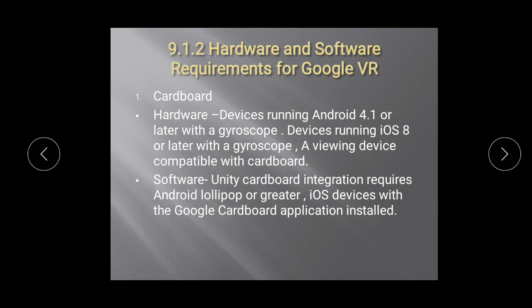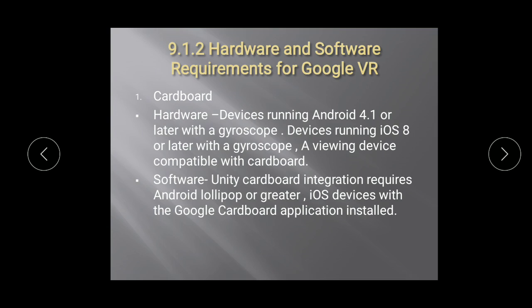Next are the hardware and software requirements for Google Virtual Reality. So what are the hardware and software requirements? First is for Cardboard. Cardboard applications, what do you require? A hardware device running Android 4.1 or later, with a gyroscope. So it should have a gyroscope. Devices running iOS 8 or later, with a gyroscope, are the further applications or versions. And a viewing device compatible with Cardboard.